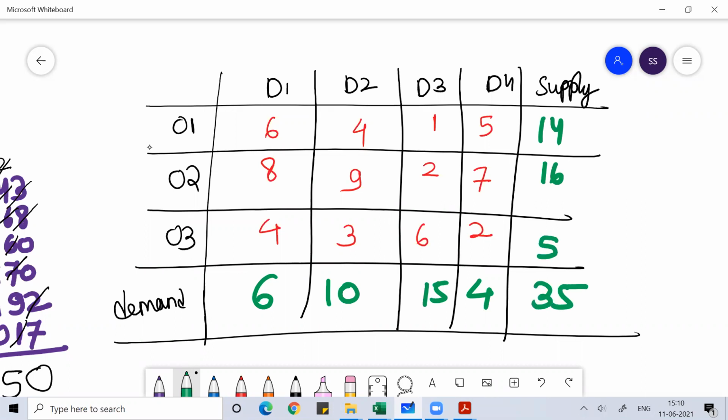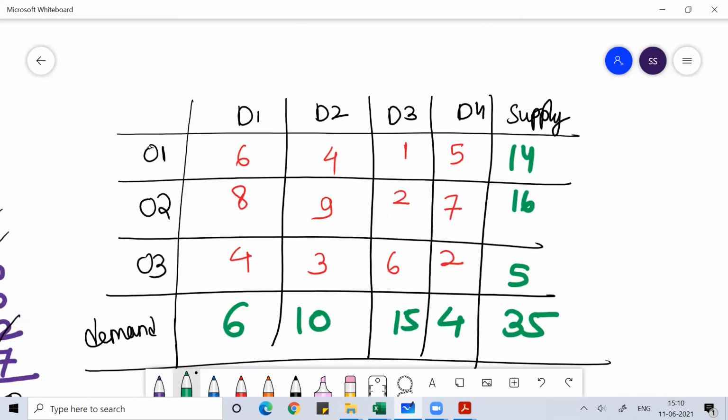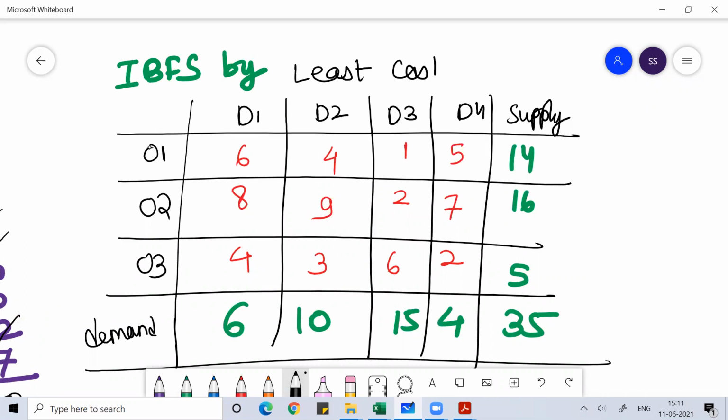Solve this question, guys. Determine the initial basic feasible solution. Do it by using least cost method. Apply least cost method, or matrix minima method. Determine the initial basic feasible solution. Do it, everyone, fast.